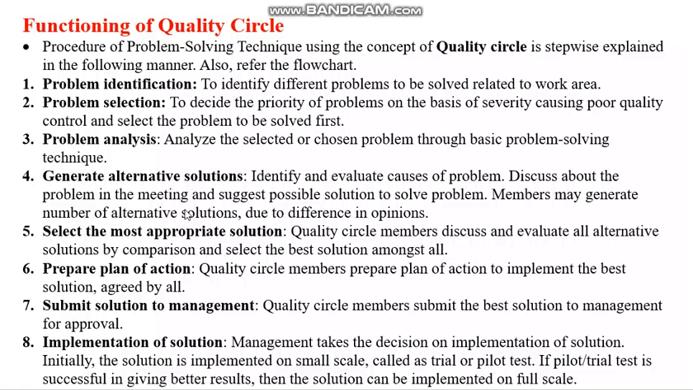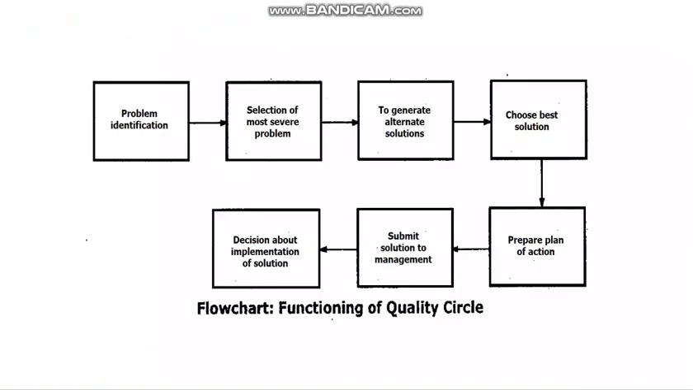The management will take a decision on implementing. Initially they may implement on a small scale. They call it a trial run or pilot run or pilot test. If this pilot test is successful in giving good results, better results than before, then it will be implemented on the full scale. Okay, now let us see.